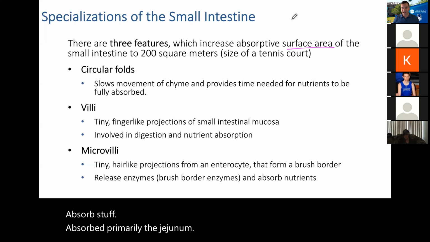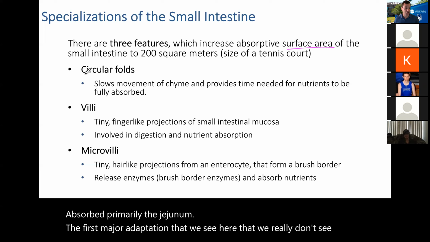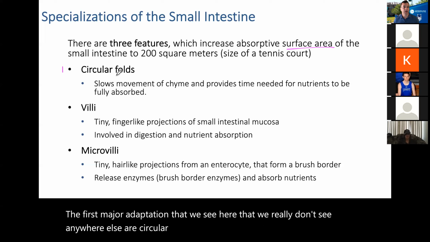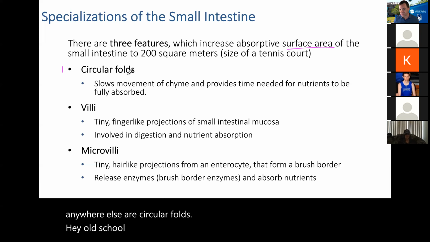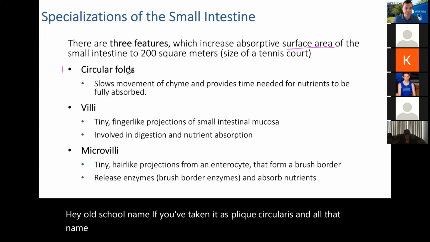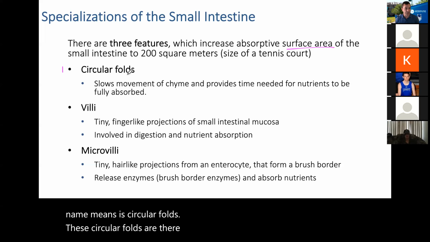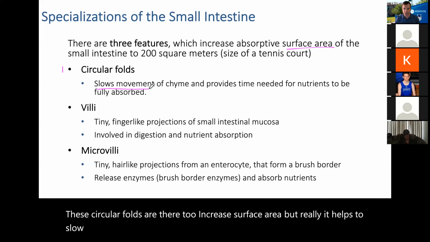The first major adaptation that we see here that we really don't see anywhere else are circular folds. Okay, an old school name, if you've taken it, is plicae circularis. Okay. And all that name means is circular folds. These circular folds are there to, well, increase surface area, but really it helps to slow the movement of content through the tube. Yes, I have peristalsis, segmentation, all that happening here.